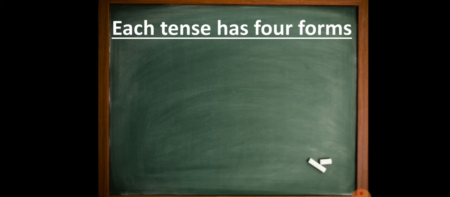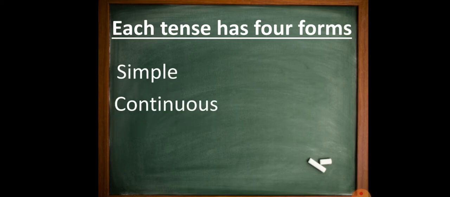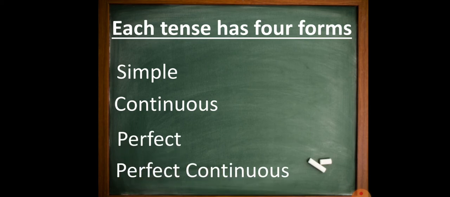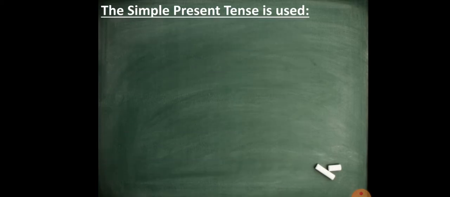Now, each tense has four forms, that is, simple, continuous, perfect, and perfect continuous. We will first start with present tense. Present tense is further divided into four forms, that is, simple present tense, present continuous tense, present perfect tense, and present perfect continuous tense. So, first we will start with the simple present tense.